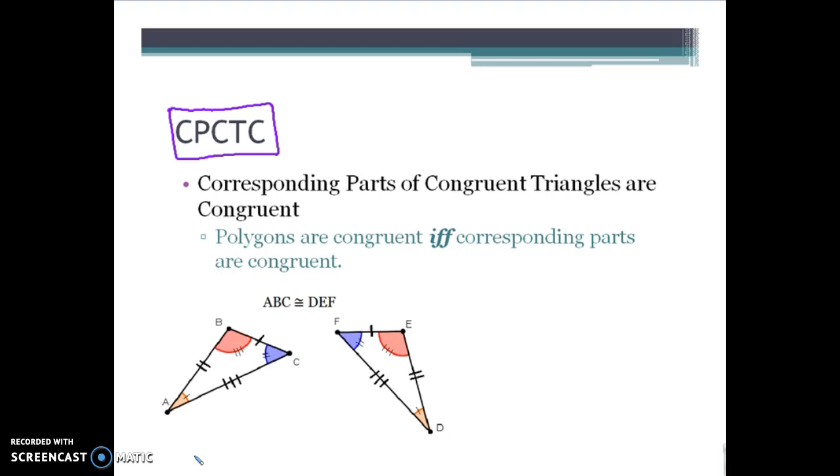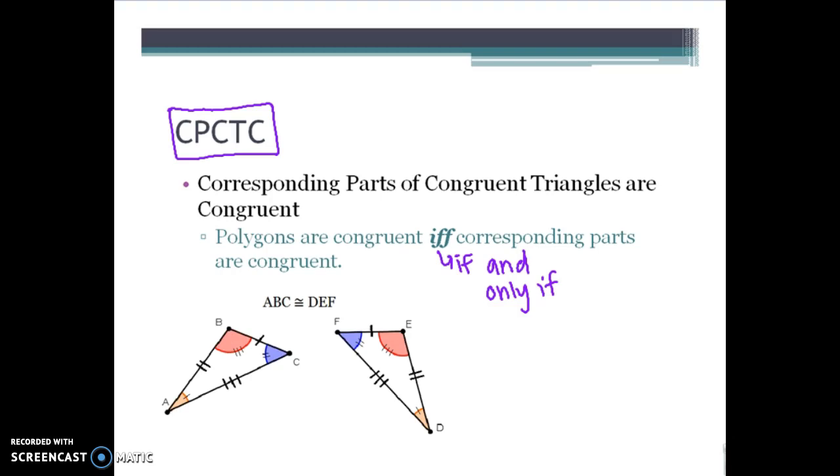Okay, and it just says that polygons are congruent, and we have this IFF, right? IFF means if and only if. Polygons are congruent if and only if corresponding parts are congruent. That if and only if means it has to work both ways. So one way of saying it is polygons are congruent if corresponding parts are congruent. And the other way is corresponding parts are congruent if the polygons are congruent. Right? And corresponding just means the matching parts of each triangle.